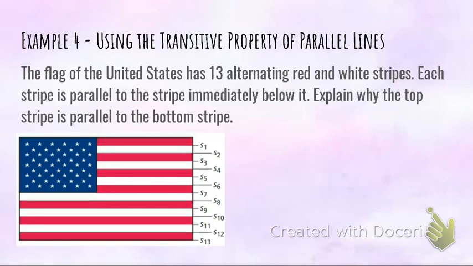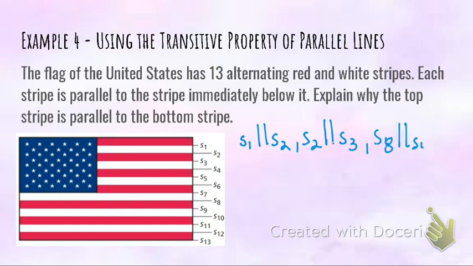So using the transitive property of parallel lines, the flag of the United States has 13 alternating red and white stripes. Each stripe is parallel to the stripe immediately below it. Explain why the top stripe is parallel to the bottom stripe. Okay, so if it's parallel to the one directly below it, we know that S1 is parallel to S2. And we know that S2 is parallel to S3. And we know that S3 is parallel to S4. We know that S4 is parallel to S5.